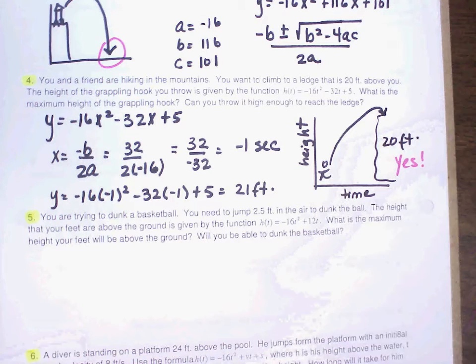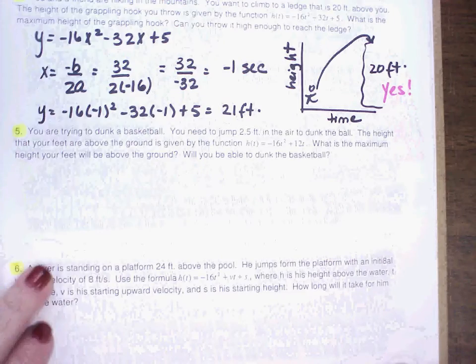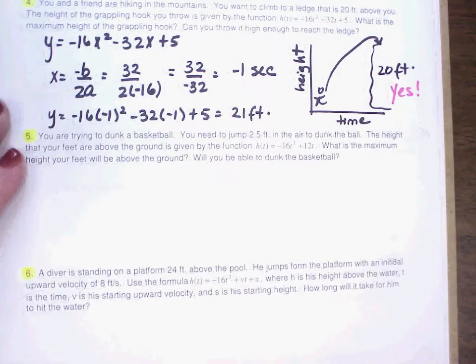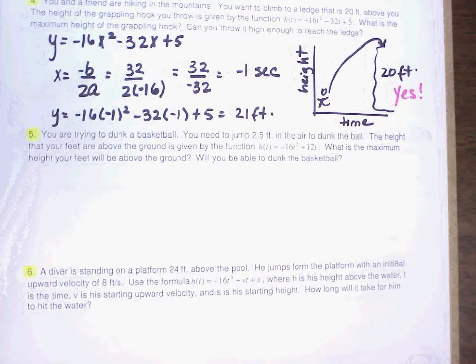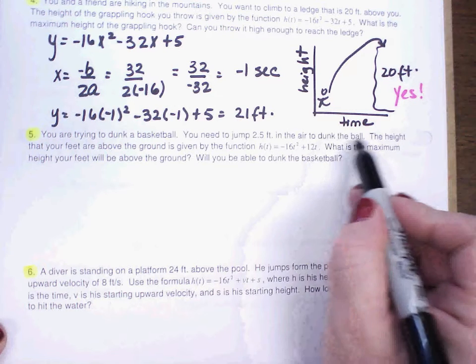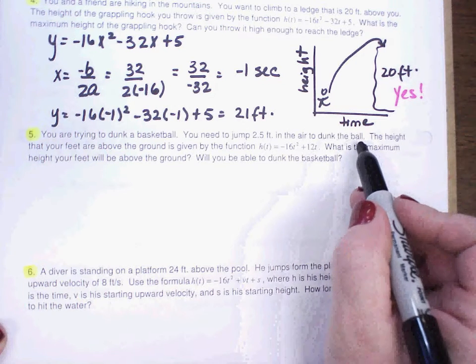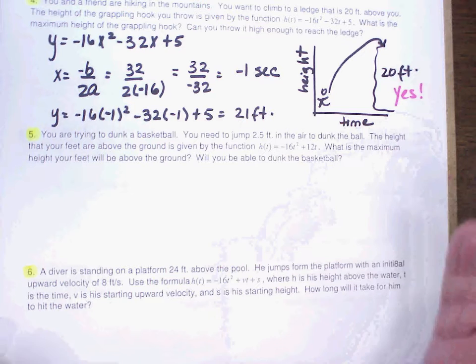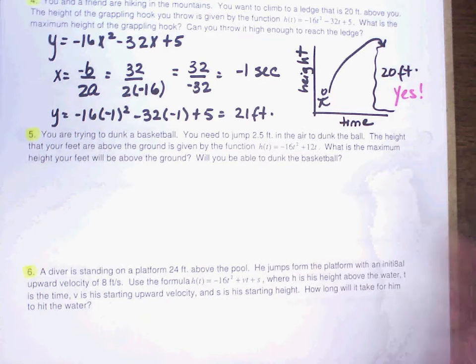Alright, so you're trying to dunk a basketball. You need to jump 2 feet in the air to dunk the ball. Now, that doesn't mean that the basketball is 2 feet above the ground, right? It just means that you need to jump 2.5 more, with your height. That means you're tall.